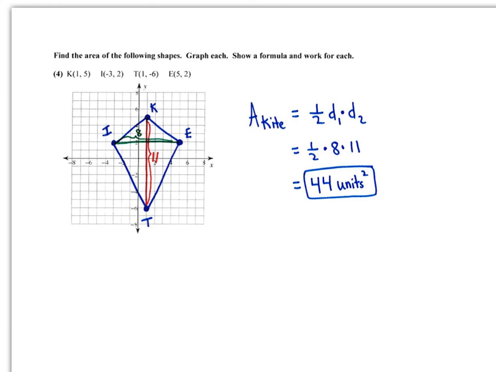Hope you enjoyed this exercise. Be wise while you are doing the homework and ask yourself, is the shape positioned correctly and easily so I can use a formula I already know? Or do I have to circumscribe a rectangle around the object and then take the area of the rectangle minus the area of each triangle? Have a great time doing the homework.